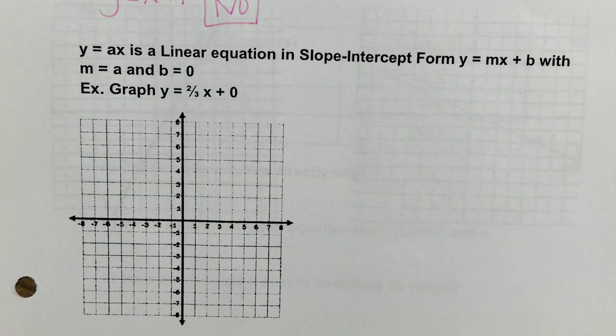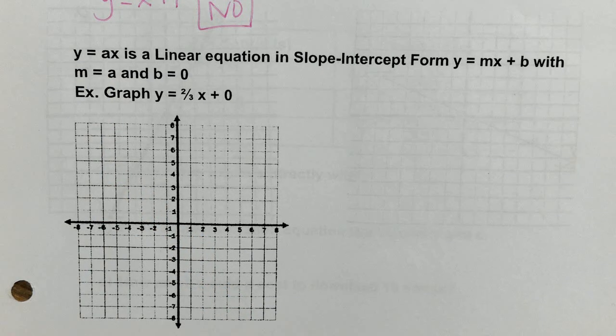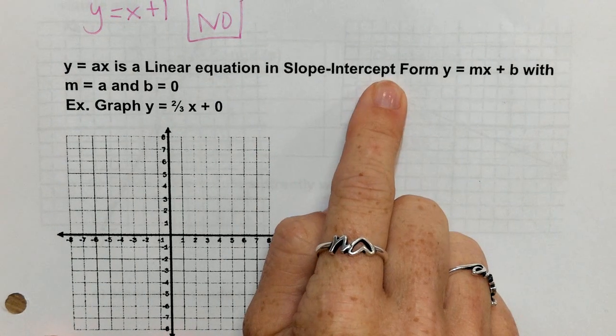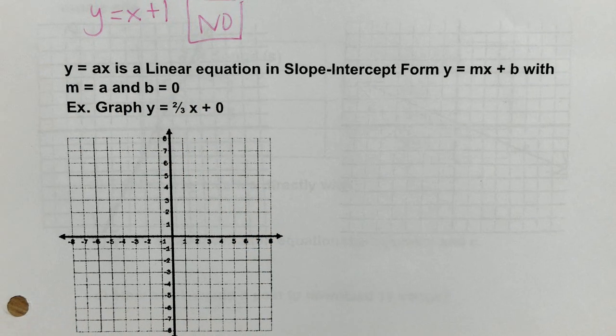Now, sometimes you'll also see, instead of y equals kx, y equals ax. It all means the same thing. Y equals ax is a linear equation in slope-intercept form where the b has to be 0. So we're just going to graph one. Y'all already know how to do this.